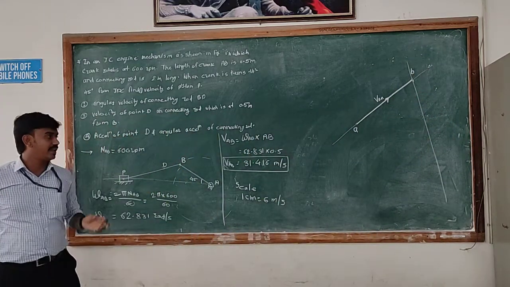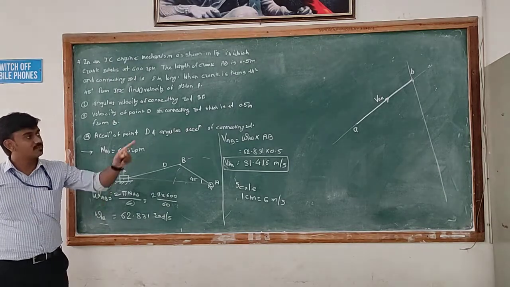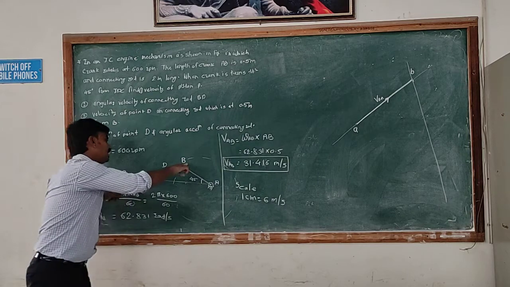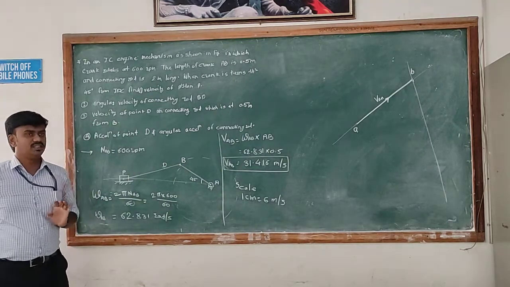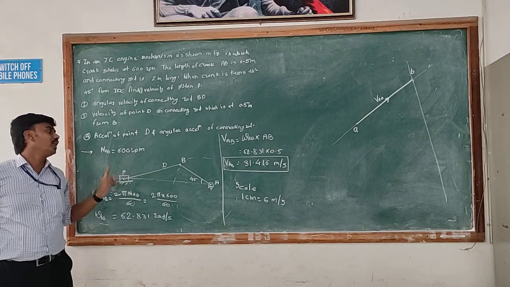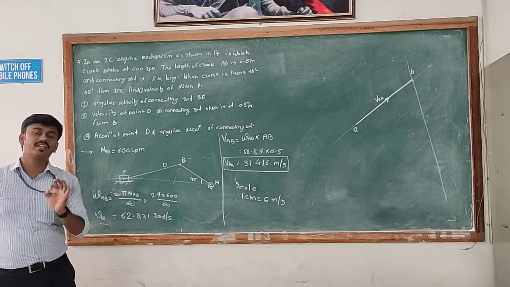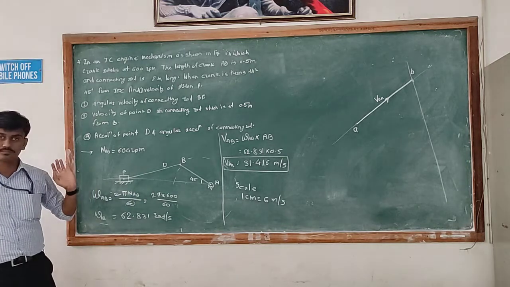How do we draw this line? We draw one line which passes through this point B and which is perpendicular to this link BP. Why do we draw a line perpendicular to BP? Because the velocity vector is always perpendicular to the link line.